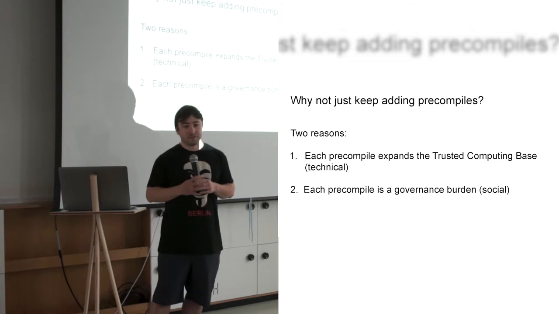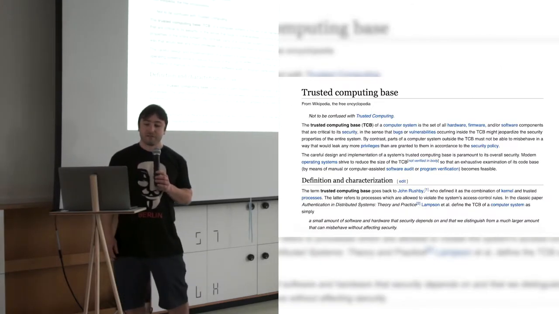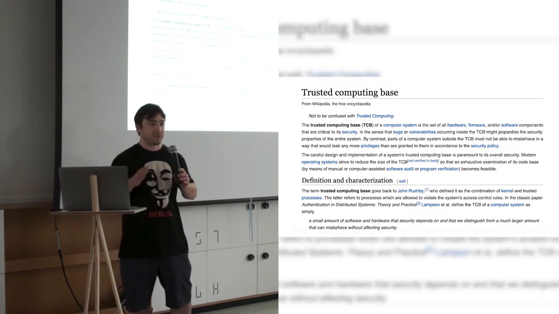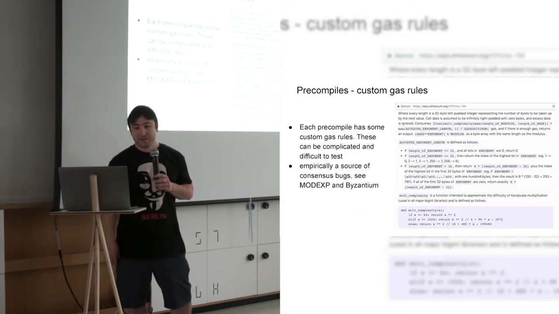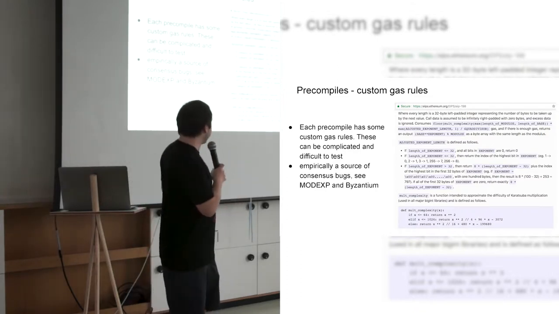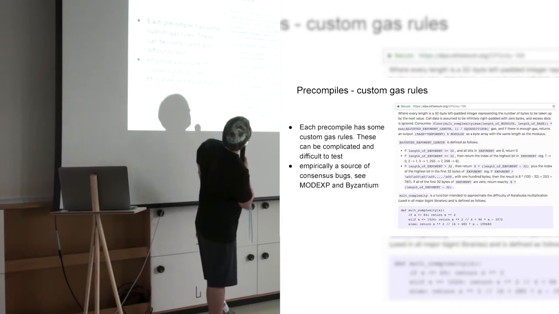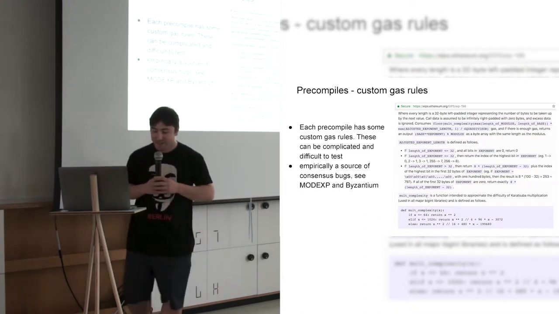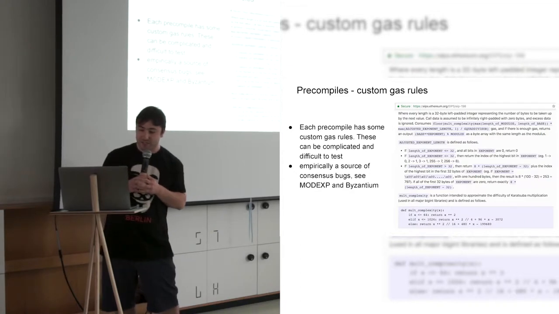So the technical one, actually Martin introduced me to this term, the trusted computing base. Every precompile expands this trusted computing base. It's the surface area for consensus bugs and complexity. And we've seen this empirically in the Ethereum clients. Like this gas roll right here, if you try to implement it, is insane. I tried to do this in JavaScript and it's ridiculous to get it actually to match up with the other implementations.